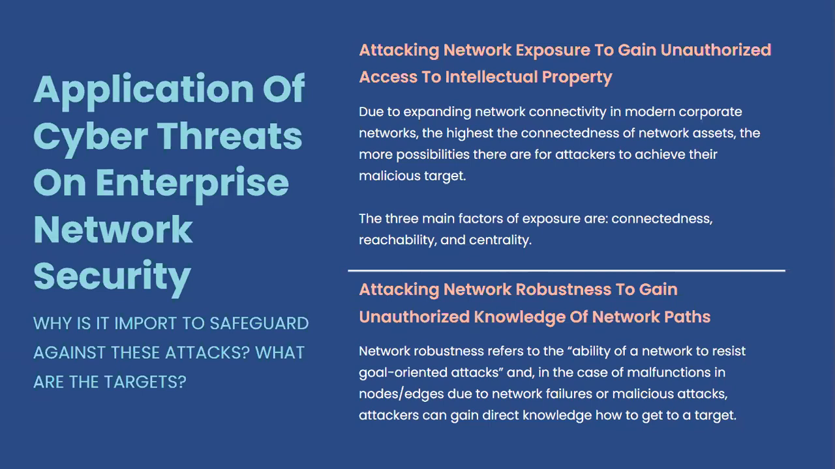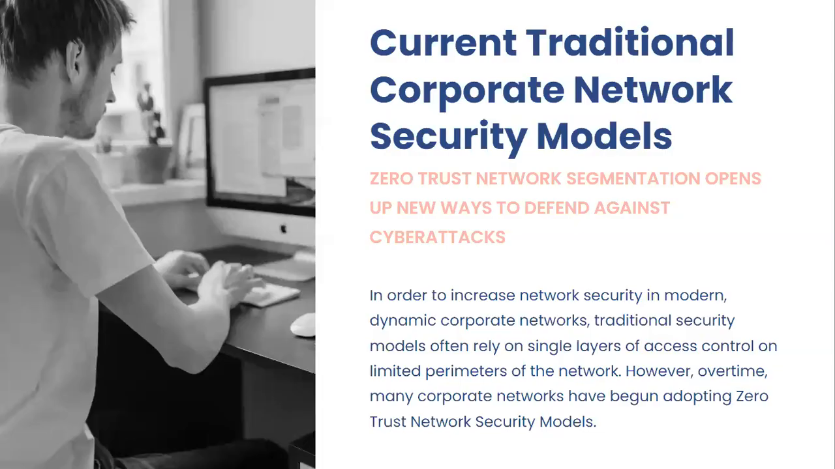Additionally, in terms of network robustness, malicious attacks are often directed towards weakening specific paths within the network to reach and gain unauthorized knowledge and access to edges within the more critical parts of the system, to cause more directed and pinpointed network failures.